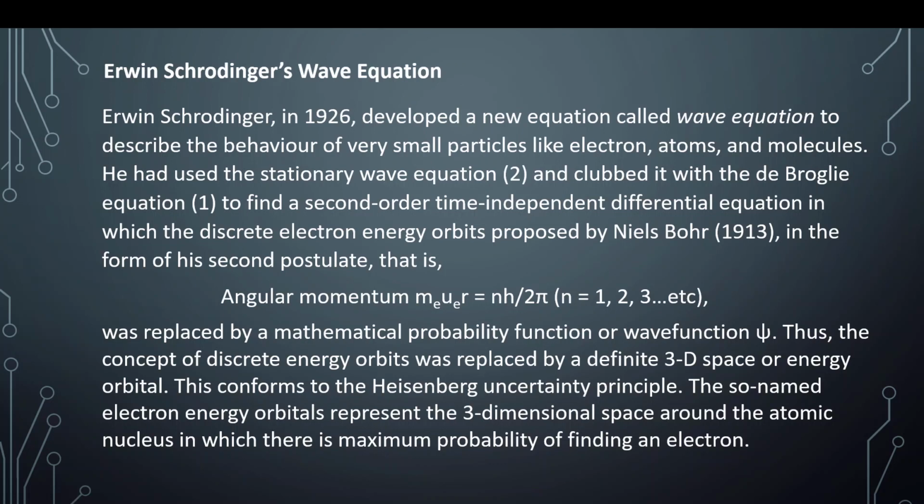This conforms to the Heisenberg uncertainty principle. The so-named electron energy orbitals represent the three-dimensional space around the atomic nucleus in which there is maximum probability of finding an electron. So this was a radical change from orbit to orbital.